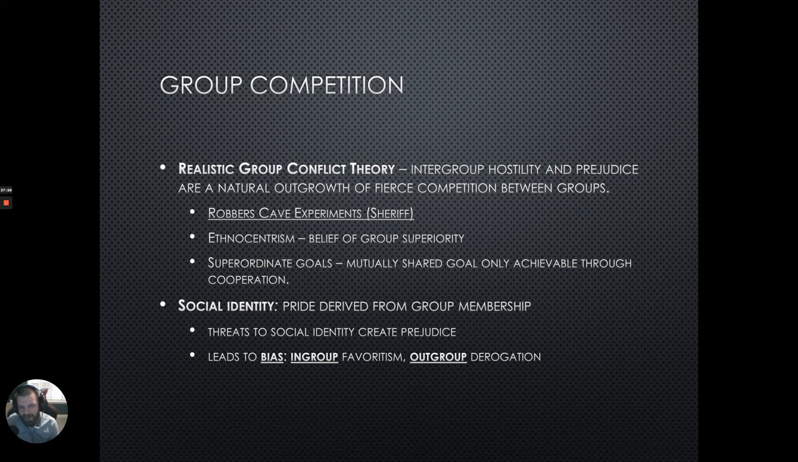And so the counselors and the researchers decided that they had to figure out a way to bring everybody back. How do we bring everybody back to reduce the ethnocentrism? And what they did was they created a superordinate goal. A superordinate goal is a mutually shared goal only achievable through cooperation, which meant that these little groups, they called themselves the Eagles and the Rattlers, and there's probably a couple others, had to all work together in order to complete the task and realize that no group was more superior than the other.